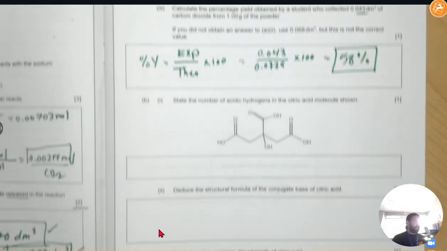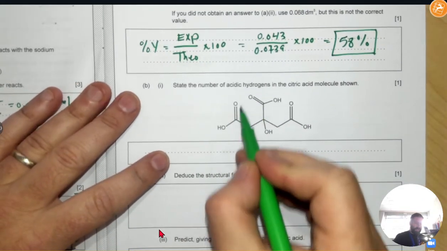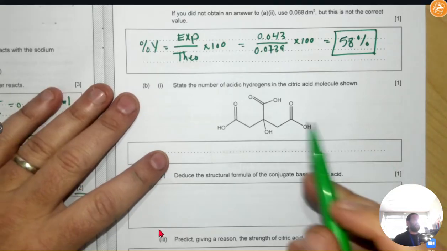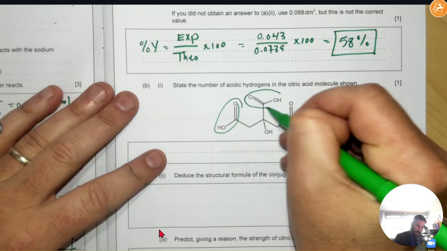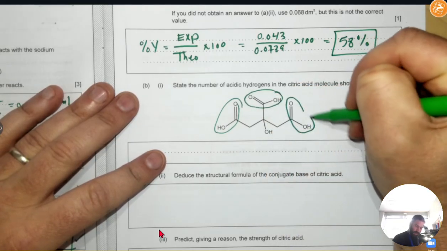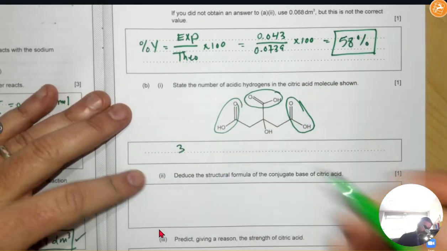I'm thinking hard. State the number of acidic hydrogens. Well, if the hydrogen is acidic, it will be in a carboxyl group. So there's 1, 2, 3. So the answer is 3.